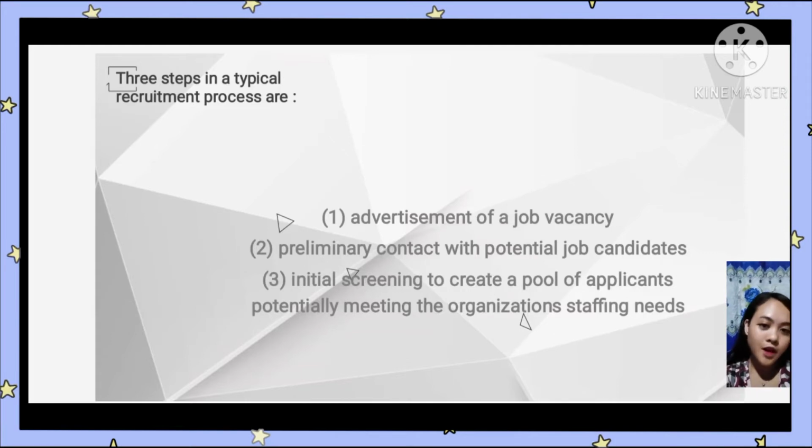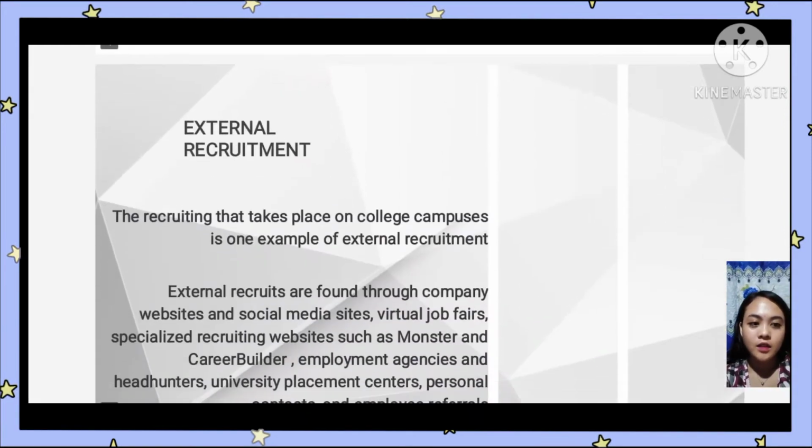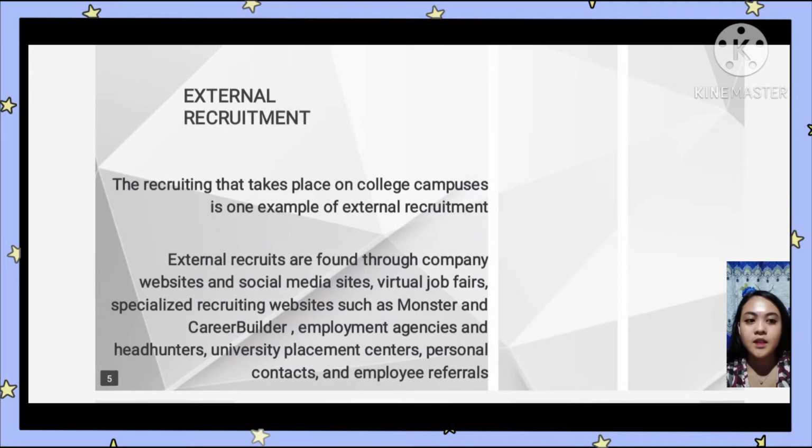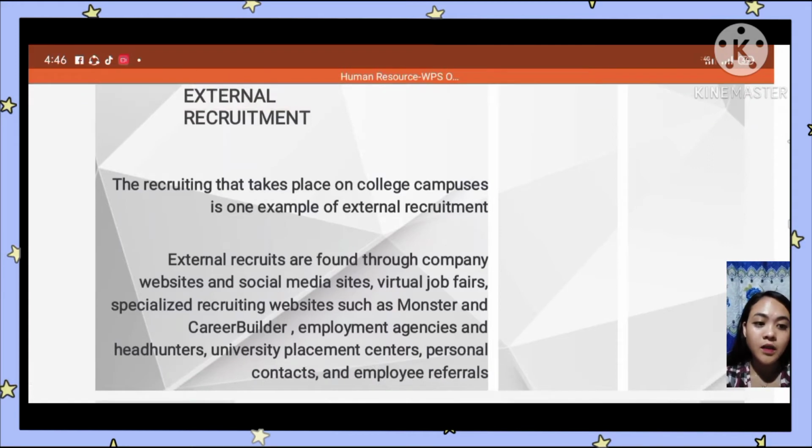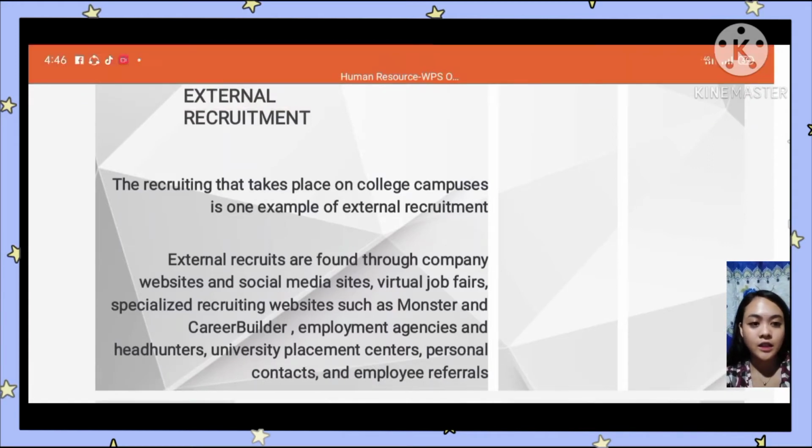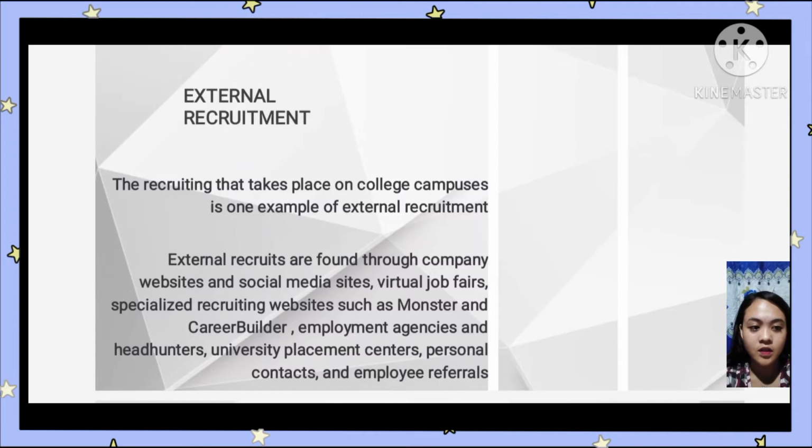And recruiting process has 2 types. The 2 types are the external and internal recruitment. External recruitment is where the recruiting takes place on college campuses. It is one of the examples of external recruitment, in which job candidates are sought from outside the hiring organization.